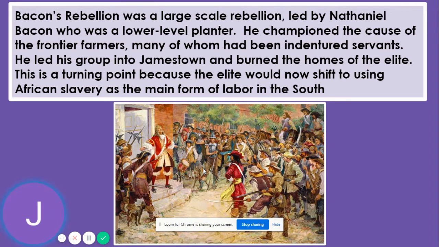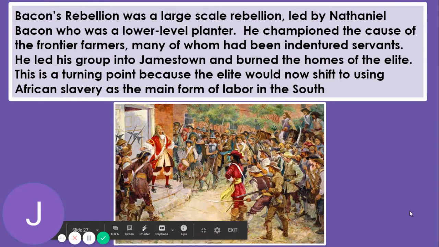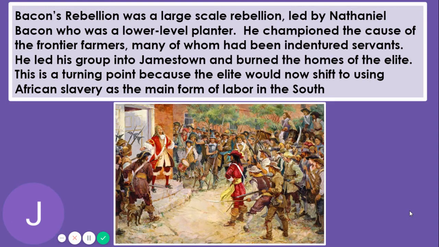He led his cause or his group to Jamestown, and they burned down a bunch of homes. One thing that is important about this is that it is seen as a turning point, because now the elite planters are no longer going to want to use white people as indentured servants or basically as slave labor. They want to instead turn to a system where they could add a racial hierarchy as a way of suppressing these kinds of rebellions from happening.